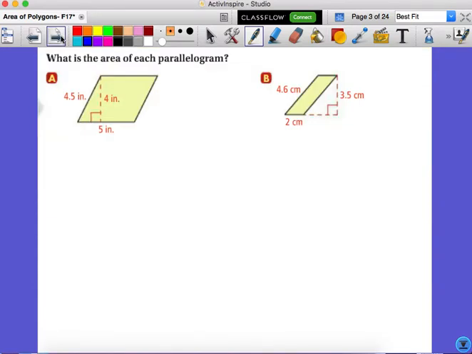So with that, very quickly here, our base and height are the two numbers that are perpendicular to each other. So that is 20 square inches when I multiply base times height. Here, my base is 2, my vertical height is 3.5, so that's 7 square centimeters for area.